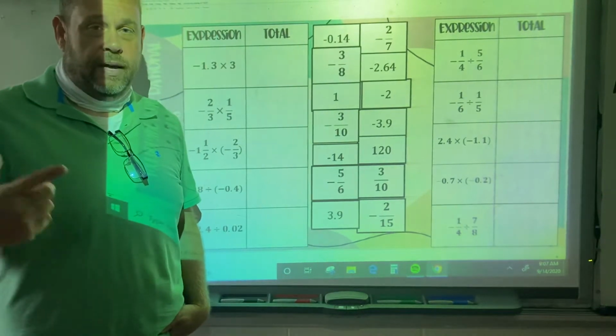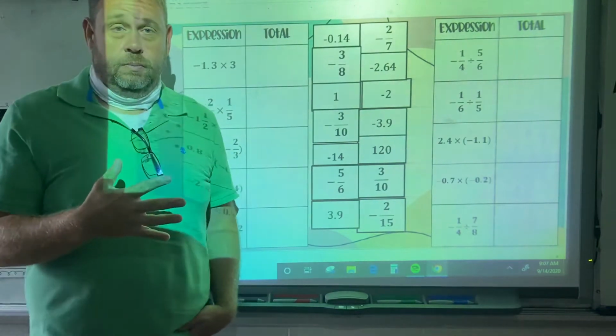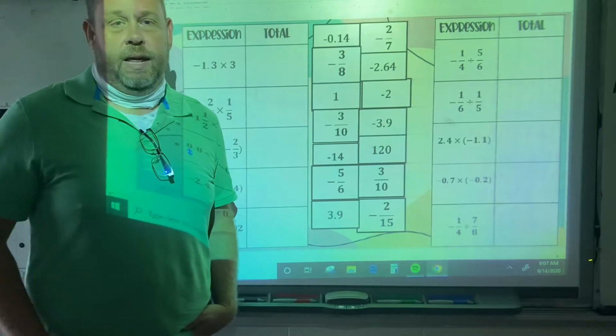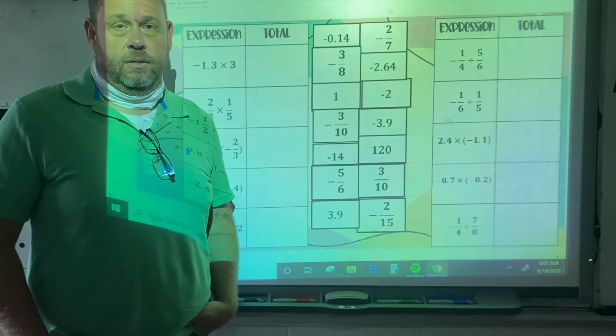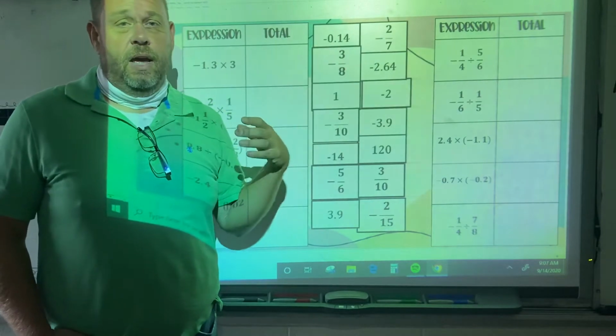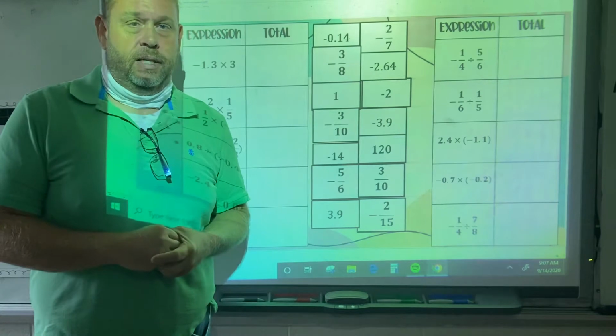Hey guys, multiplying and dividing rational numbers. I'm going to walk you through this, but I want you to know you can flat out use the Desmos calculator to do this. If you put this directly the way it is in the calculator, it's going to do all the steps for you and you're going to be golden.